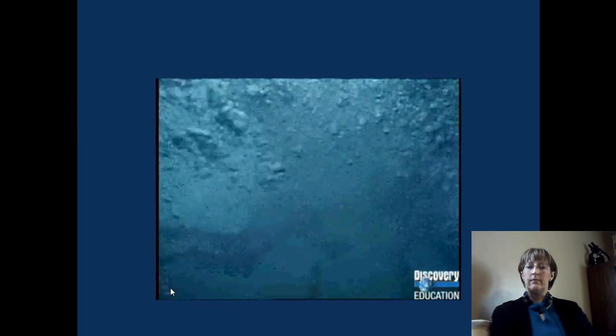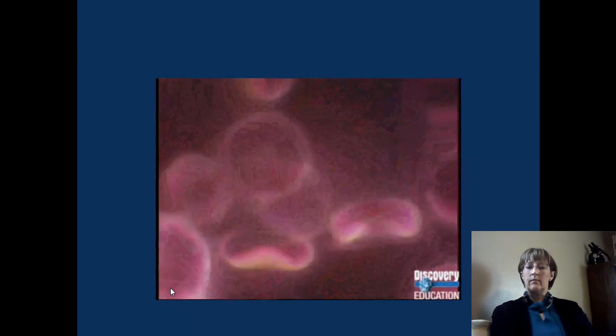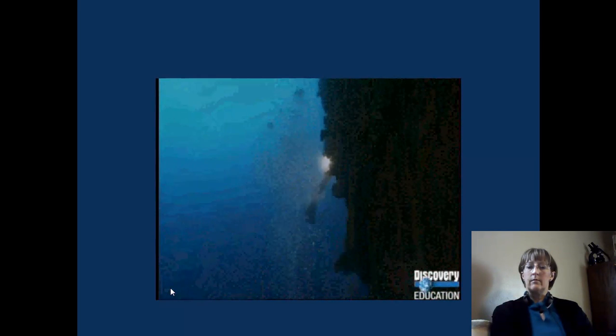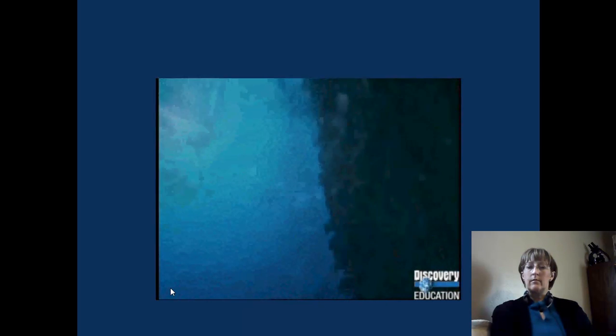But breathing pressurized air brings with it the potential for serious trouble. When gases are under pressure, more gas molecules will dissolve in a liquid, such as the blood and other fluids in a diver's body. For a diver, this means that more nitrogen will dissolve inside the body. The deeper they dive and the longer they stay underwater, the more nitrogen will enter their bodies.